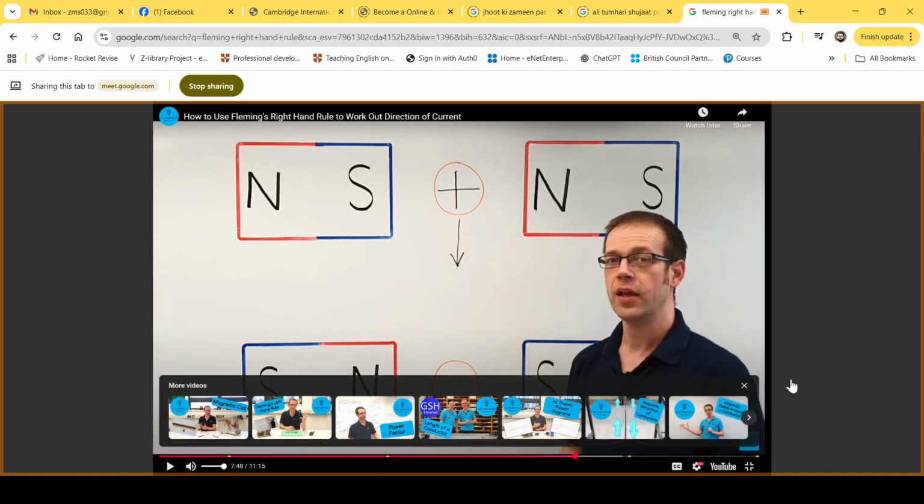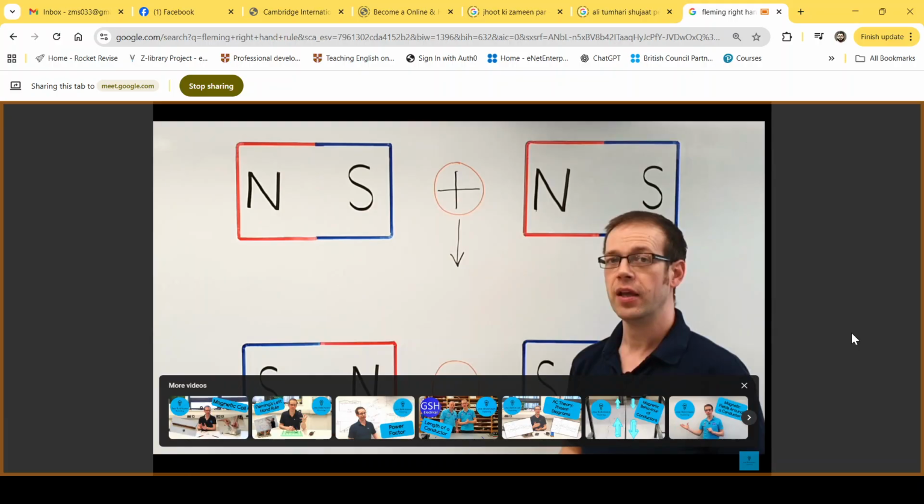Just to clarify, the cross that he just made is not like the positive terminal. Okay, it's just to indicate that the current is flowing away from you into the screen.